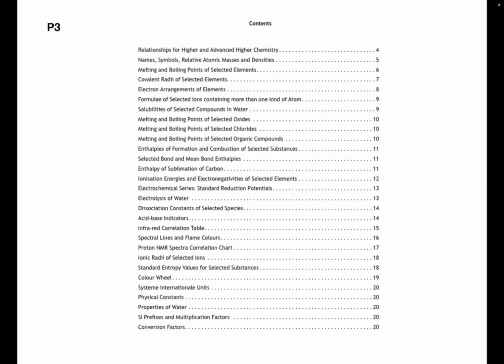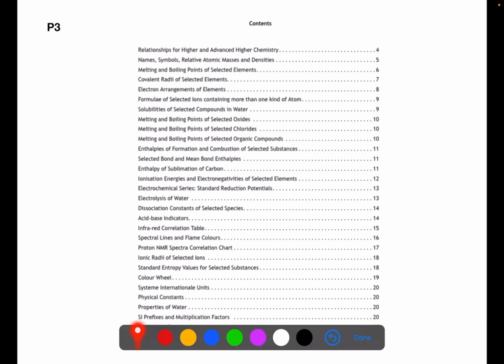Today we're going to be looking at using your databook effectively. This video refers to the updated databook for 2021. Please be aware that some older videos may refer to different page numbers and different values than you will currently have in your databook. The first page we'll come across is the contents page.